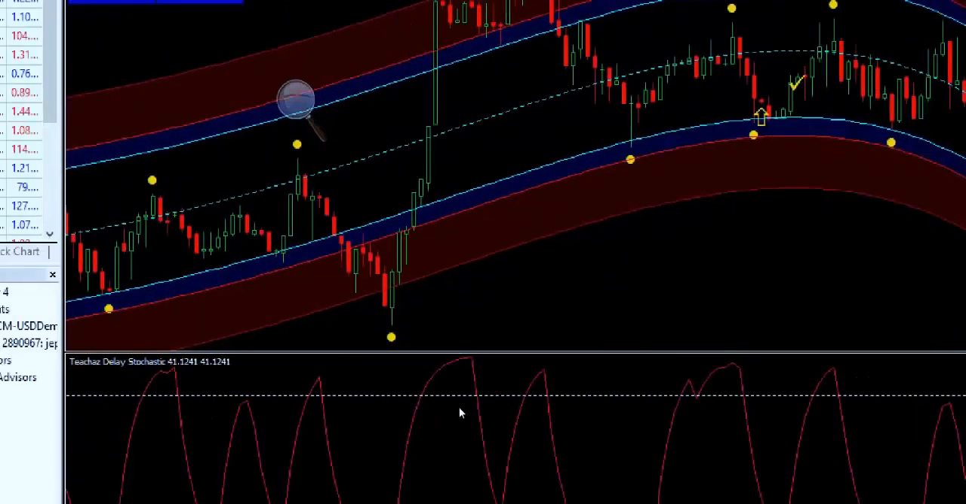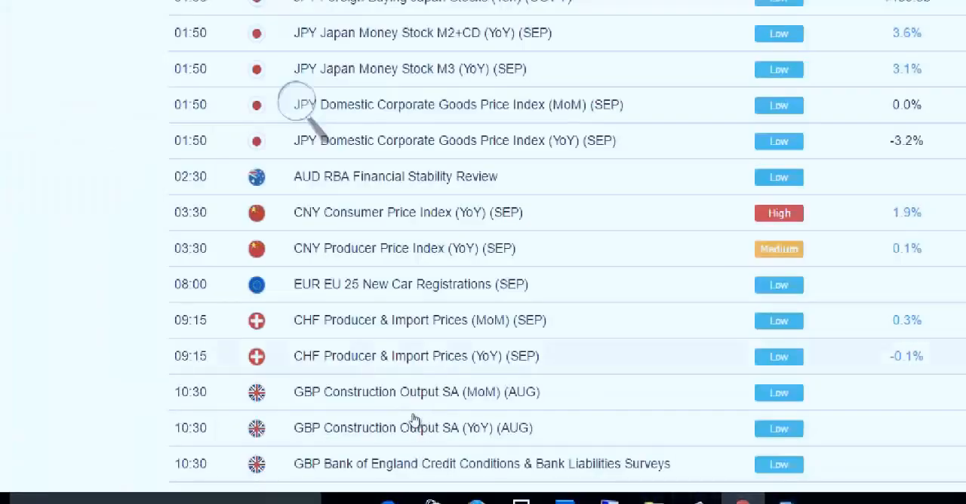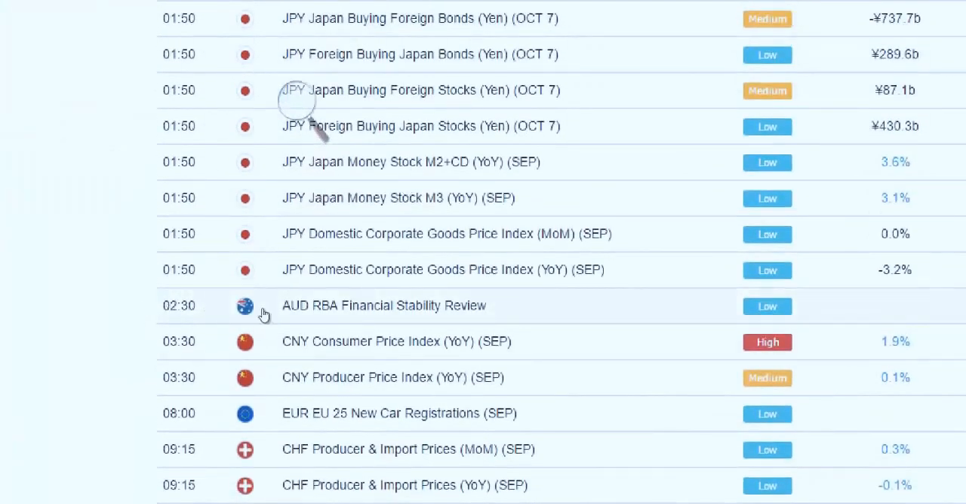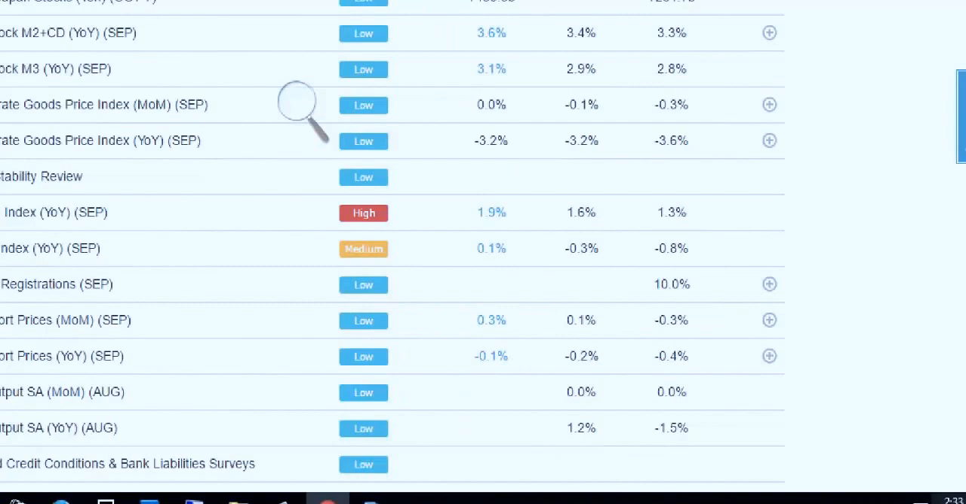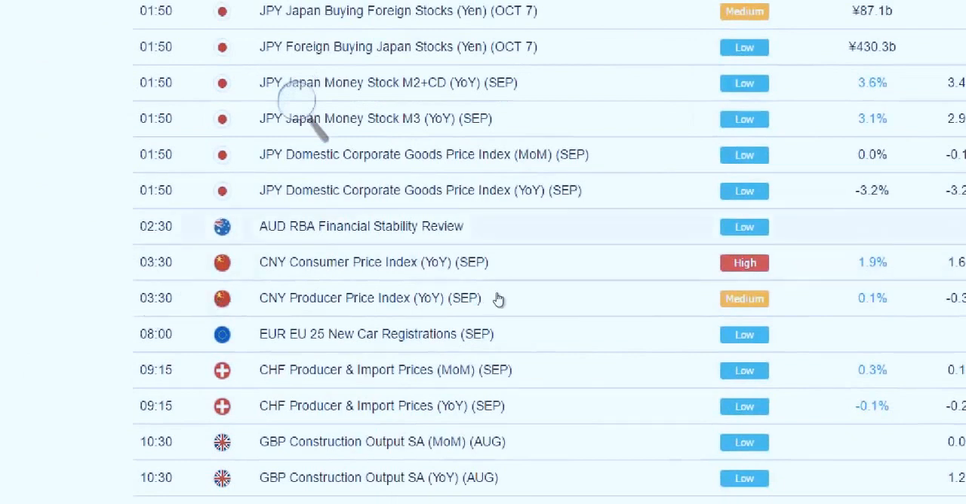You can see it's AUD/USD. If you go to the chart here, it's 2:30 here. If you check on my time, it's also the same time, 2:30. That's when this was happening, and this is low impact. But just imagine if it was a high impact news.